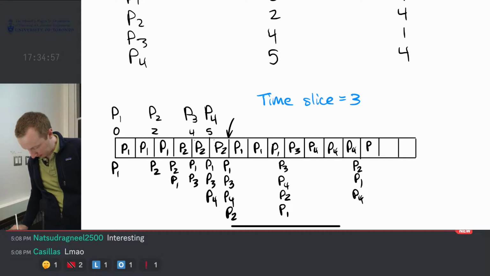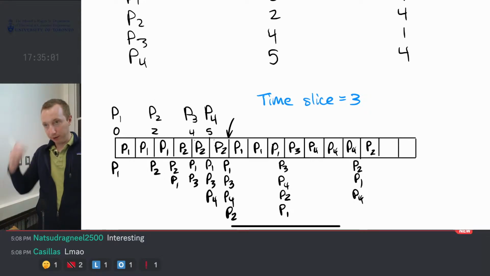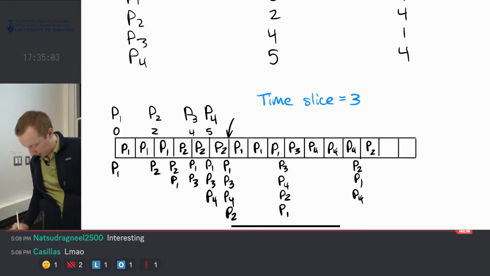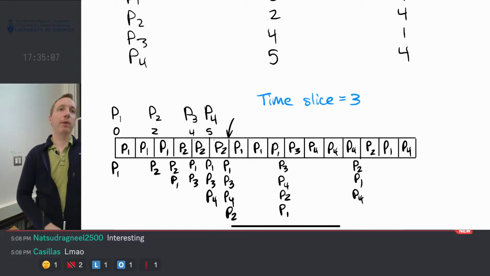So in this case, P2 would run for its one remaining time unit, then P1, then P4. And now we're done.